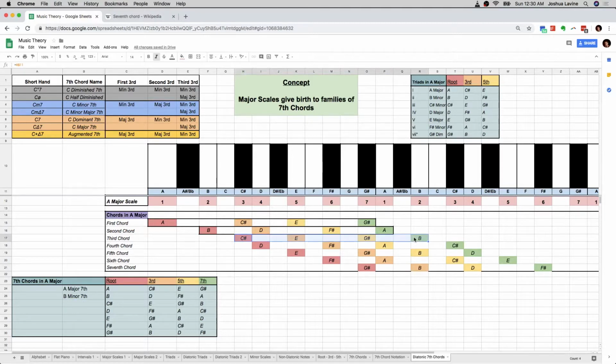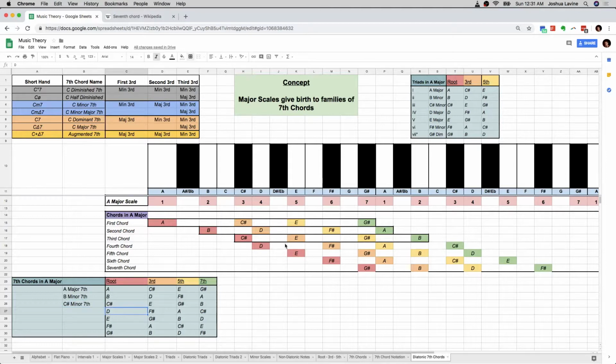What about the third one? This is a C sharp minor triad with 1, 2, 3 half steps. That's a minor third. It's the exact same thing as the B. So we have C sharp minor seventh.